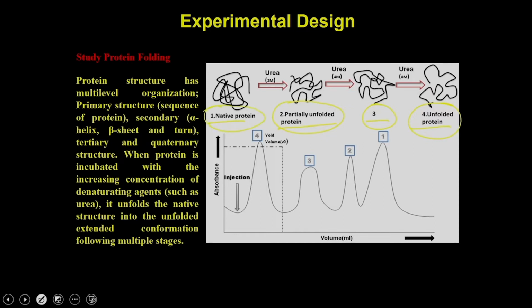So, if you follow this, what you will see is that the completely unfolded protein is going to elute in the void volume, whereas the other 3 conformations, like 3, 2 and 1. So, 1 is going to elute as per its native conformation.